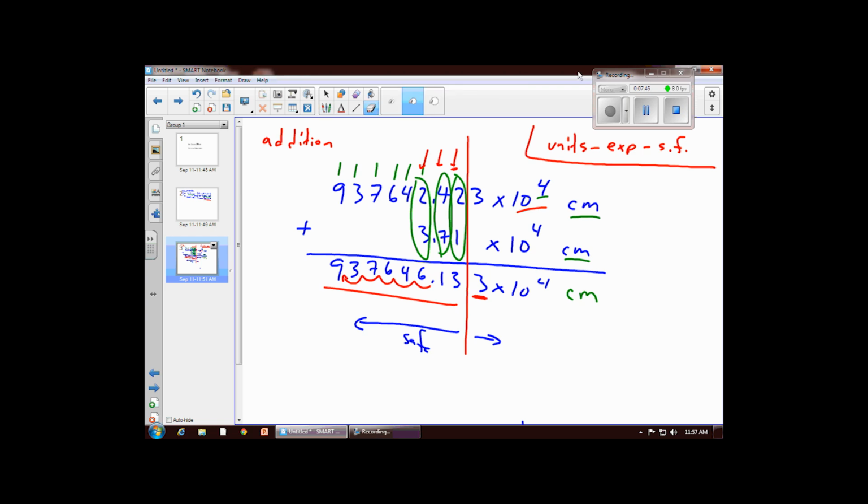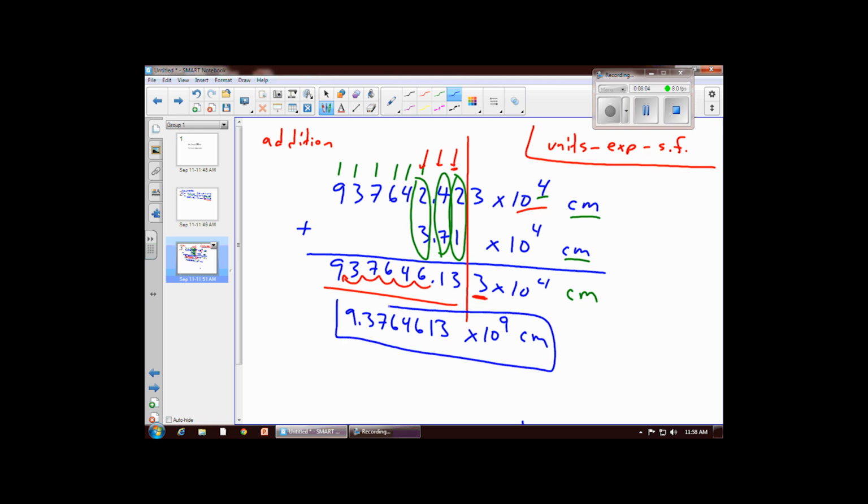So I'm going to write this down below here. I'm going to erase because I can. And our new number is going to be 9.3764613 times 10 to the 9th centimeters. Now, I want you to pay attention here for a second. Don't we have altogether like 8 significant figures in our answer? Watch. If we'd have done the old method, wouldn't we have only had 3? So if you accidentally use your multiplication and division methods for adding and subtracting, do you realize you're going to be off by a gabillion significant figure spots?